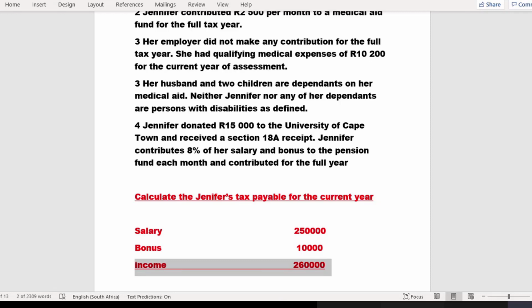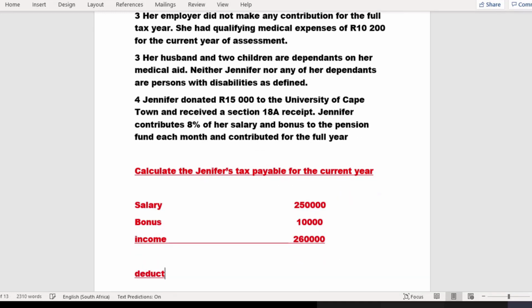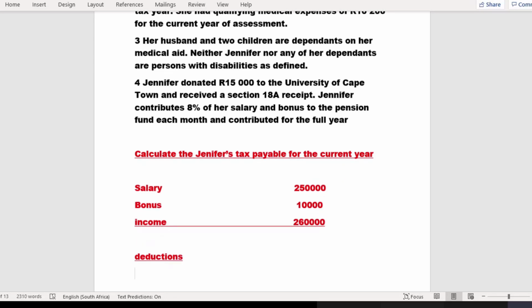Again, then where do you go from here? Where do we go from here? Deductions, right? From here, you're going to have what's called deductions. What deductions here? Her contributions. I think we're going to add all her contributions. Contributions made.